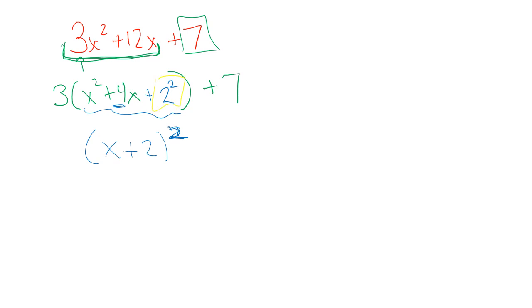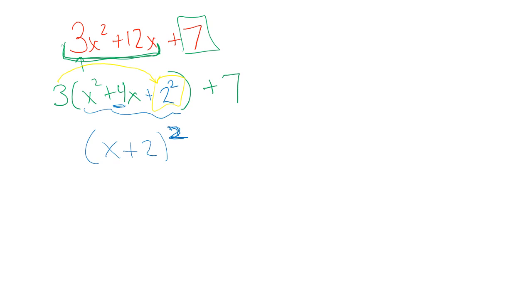So the idea here is, what did we just add? We just added 2 squared, but not just 2 squared, because that's inside these parentheses with this 3 on the outside. So technically we added 3 times 2 squared. So 3 times 4, 12. So we have an extra 12 that we didn't have before. So what we have to do is cancel that out.